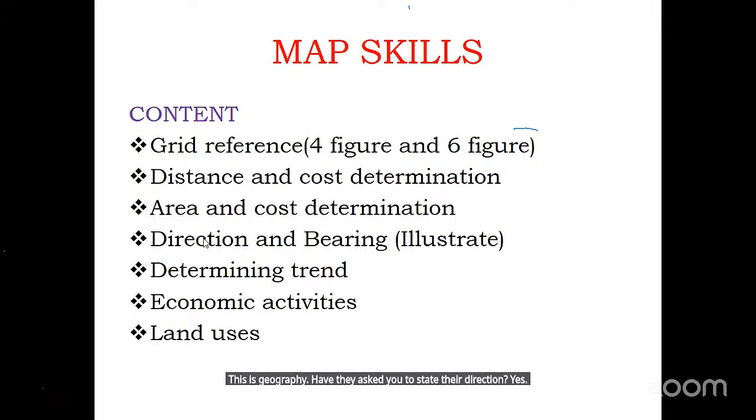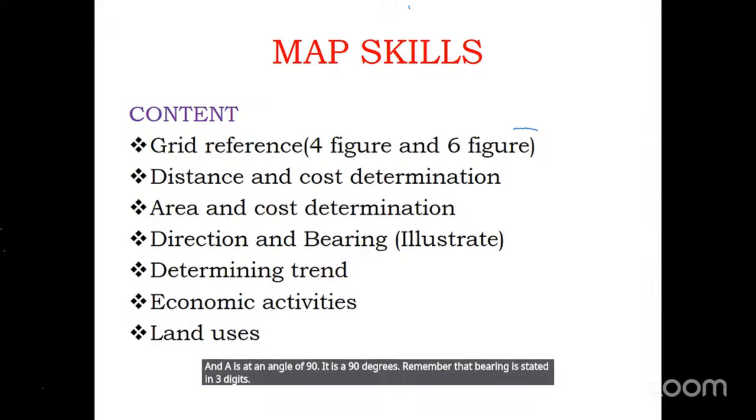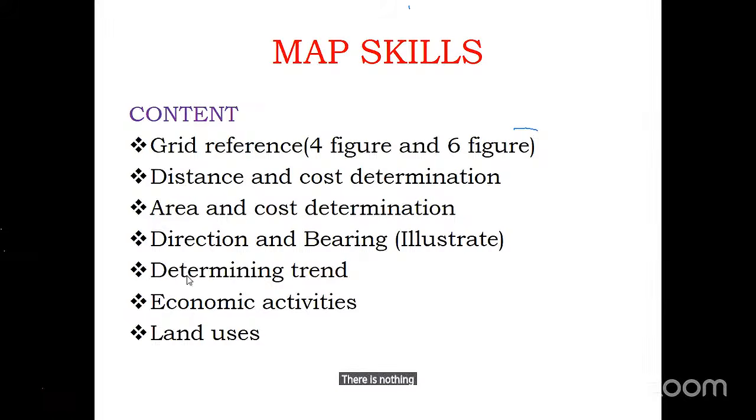Yes, by the help of the compass rose, which has got 16 points, 4 cardinal points, sub-cardinal points, you are just going to say, state the direction of A from B. You are at B, you are going to A. So it is eastern direction. You don't put the bearing. If they say state the bearing of A from B, and A is at an angle of 90, it is 90 degrees. Remember that bearing is stated in 3 digits. There is nothing like adding direction again.